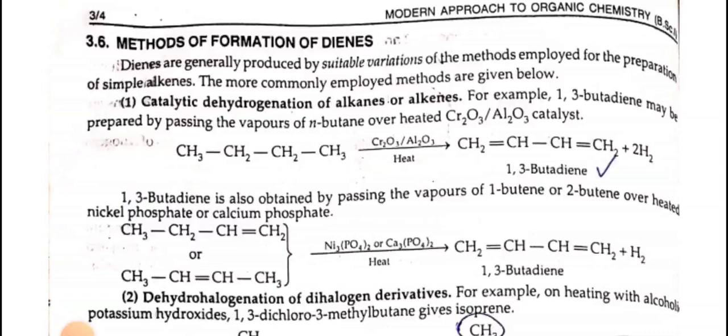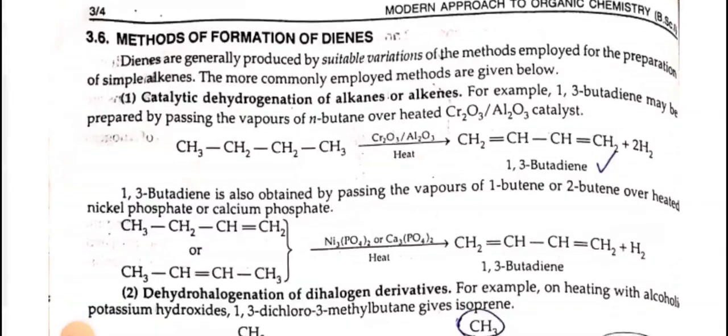CH3CH2CH2CH3 on Cr2O3 or Al2O3 with heat gives CH2=CH-CH=CH2 plus 2H2. 1,3-butadiene is also obtained by passing the vapors of 1-butene or 2-butene over heated nickel phosphate or calcium phosphate. Second, dehydrohalogenation of dihalogen derivatives.